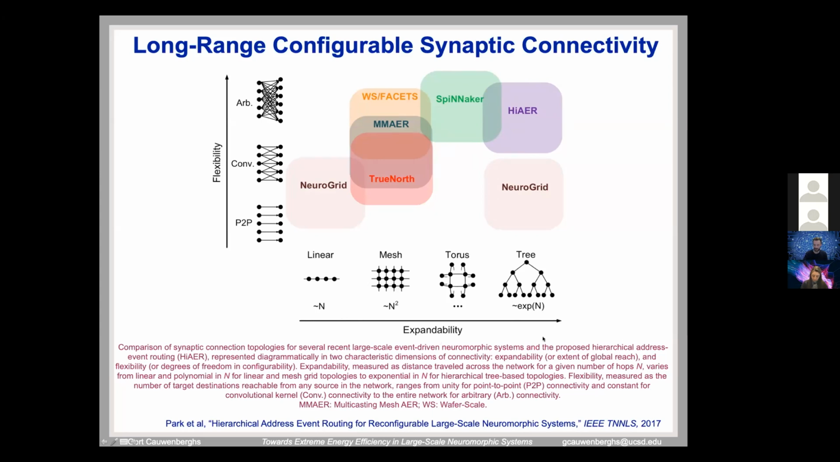So basically the white matter is this tree implementing this connectivity, and then the gray matter implements the arbitrary connectivity that we have, with flexibility, right? So that's the best of both worlds. And so HiAER is a means for doing that.